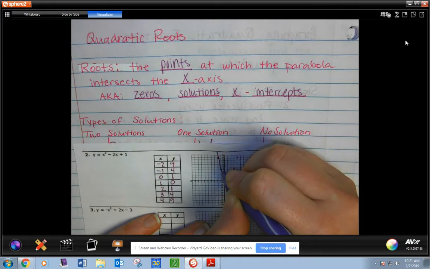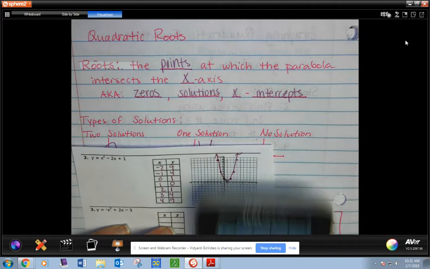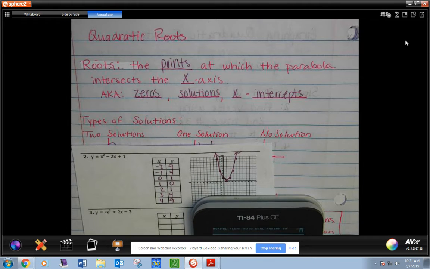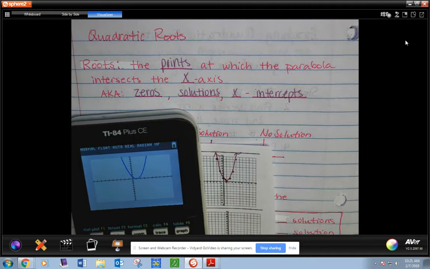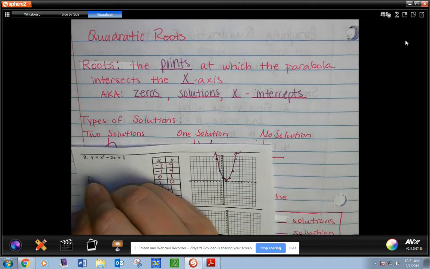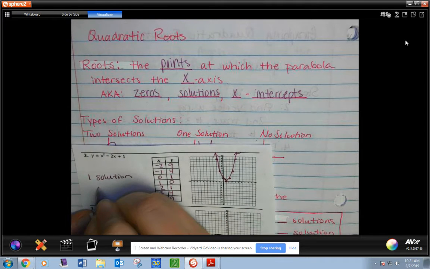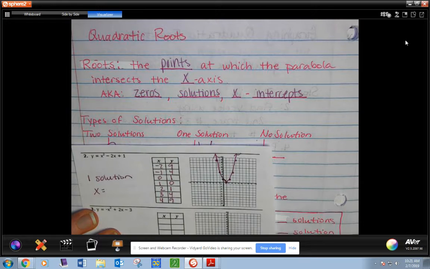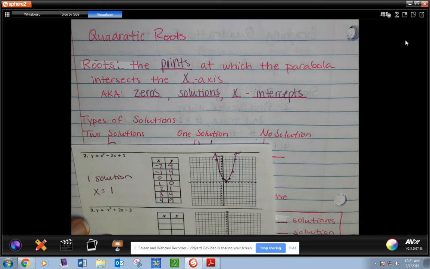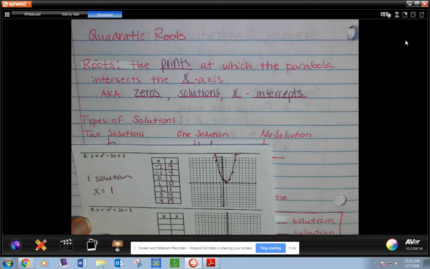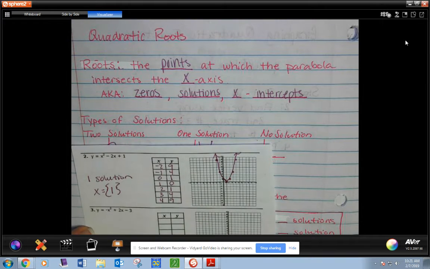I'm going to draw in my parabola. After I draw it in, I'm just going to hit graph on my calculator to make sure I drew it right. Okay, so there's the picture. It looks similar. So what I want y'all to do is write one solution. And your solution is x equals, and it's touching at 1. So your answer is x equals 1. Okay. Technically, you are supposed to put these in brackets, so there you go.